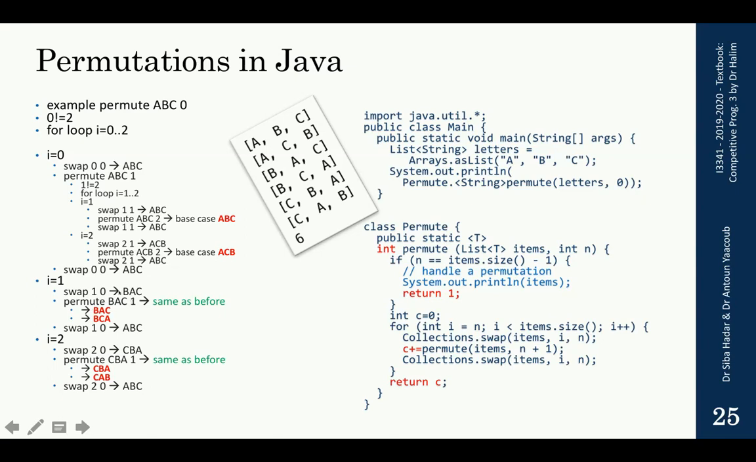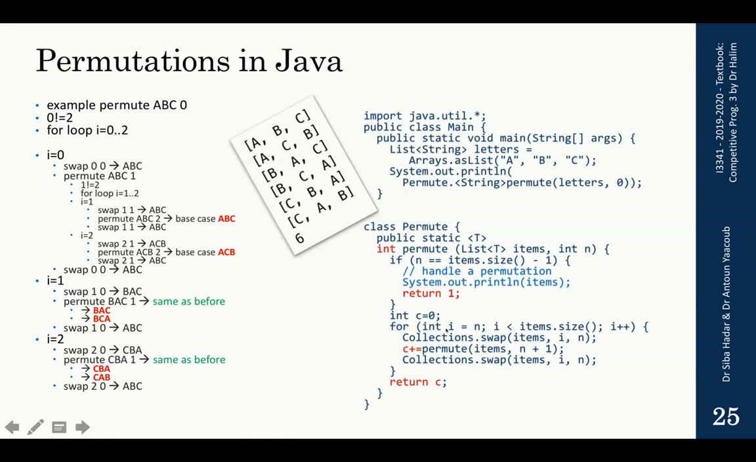And when I switched index 0 with index 1, I had BAC. So I continue to the next iteration with n equal 1, and I switch A with C, I will obtain BCA. So this is 4 of the 6 permutations, and the last 2 is for i equal 2, where I have CBA and I have also CAB. So here is the execution of this small Java example.